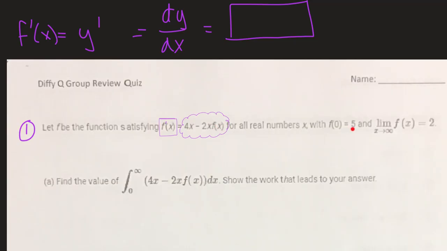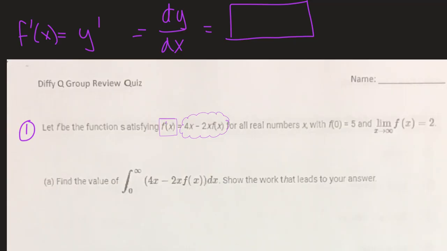And then we have some initial conditions. f of 0 equals 5, right? That's an initial condition. And the limit as x approaches infinity of our function is 2, right? That's the horizontal asymptote going to the right. The y values approach 2. It's good to understand what it is that we're given, some information.